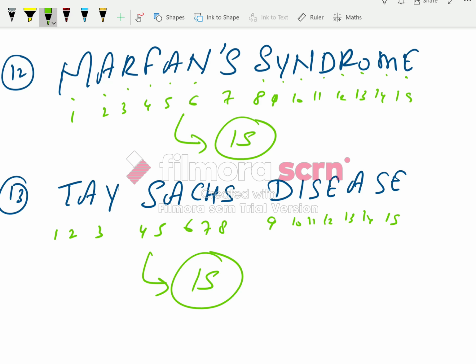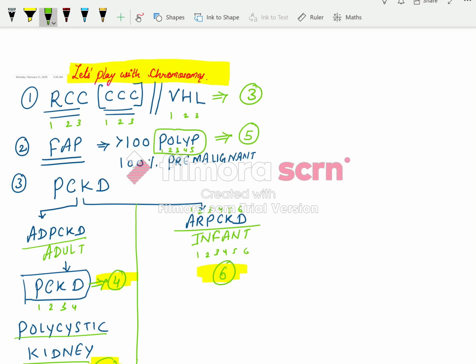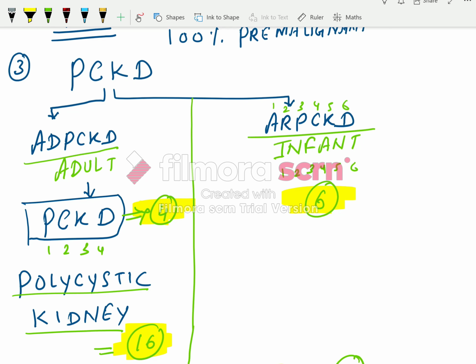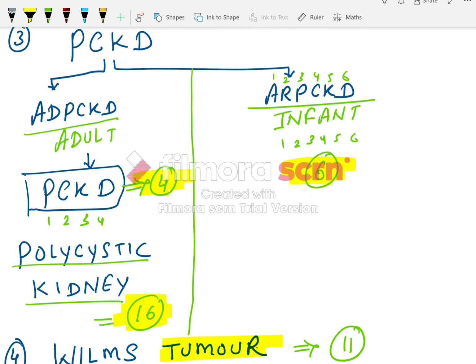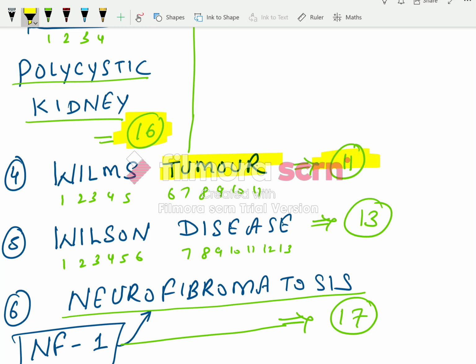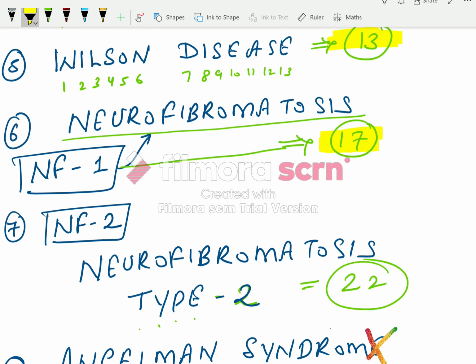So these are some of the chromosomes and the diseases. For a quick review, let us go back. Renal cell carcinoma, defect at chromosome 3, von Hippel-Lindau gene. Familial adenomatous polyposis, more than 100 polyps, chromosome 5. Polycystic kidney disease, adult type, 16 and 4. Infant type or recessive type, chromosome 6. Wilms tumor, chromosome 11. Wilson disease, 13. NF1 is at 17. NF2, 22.